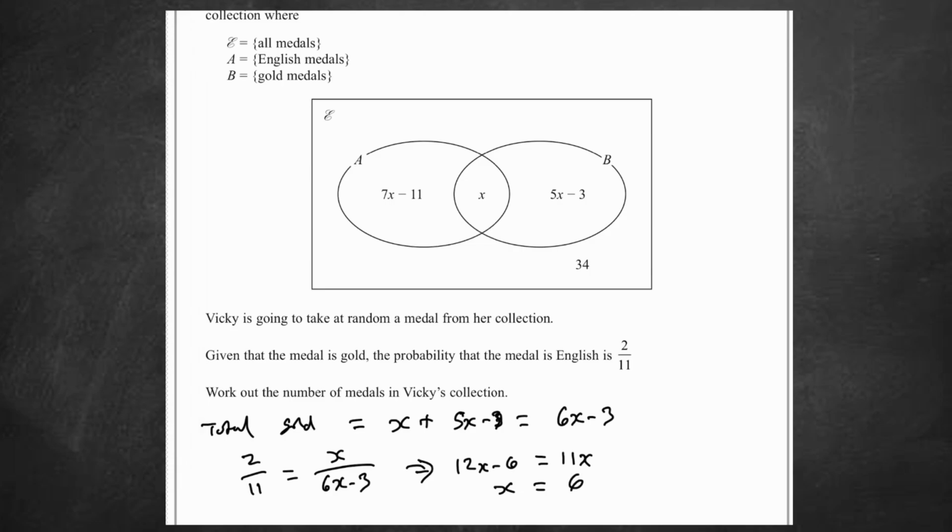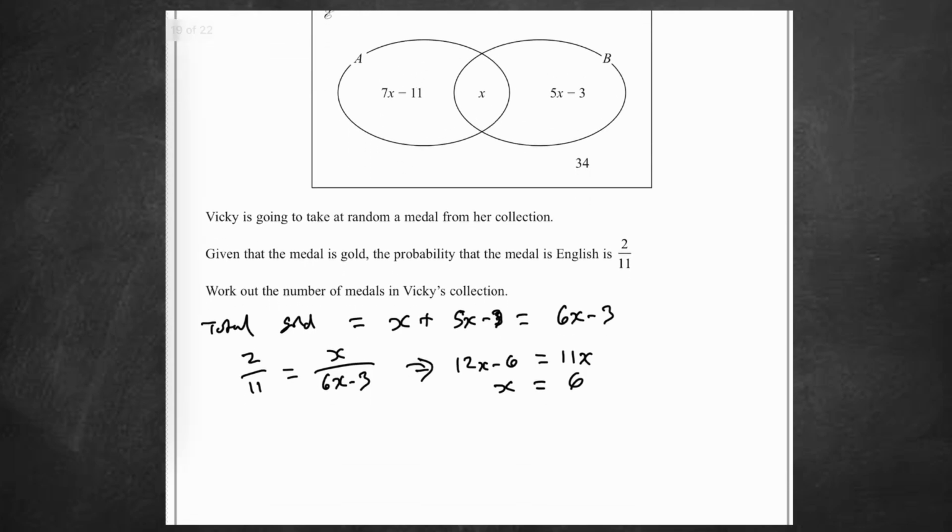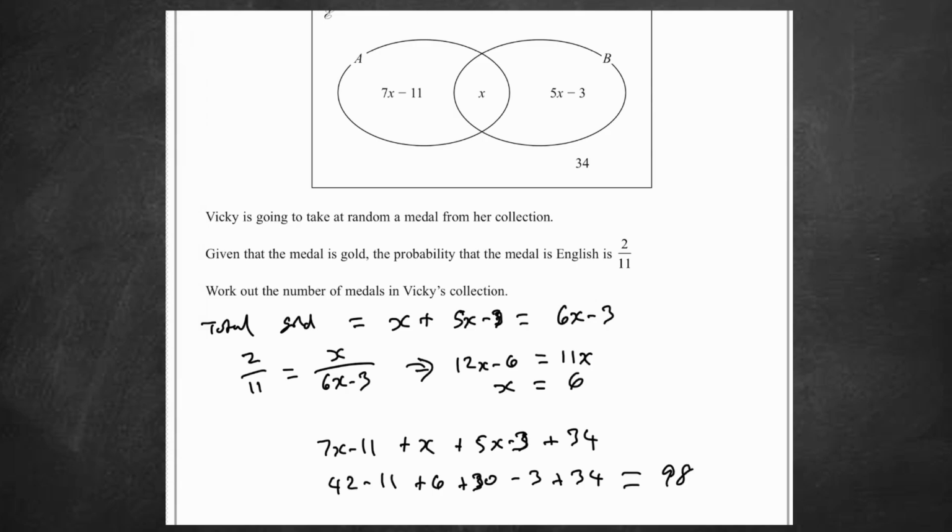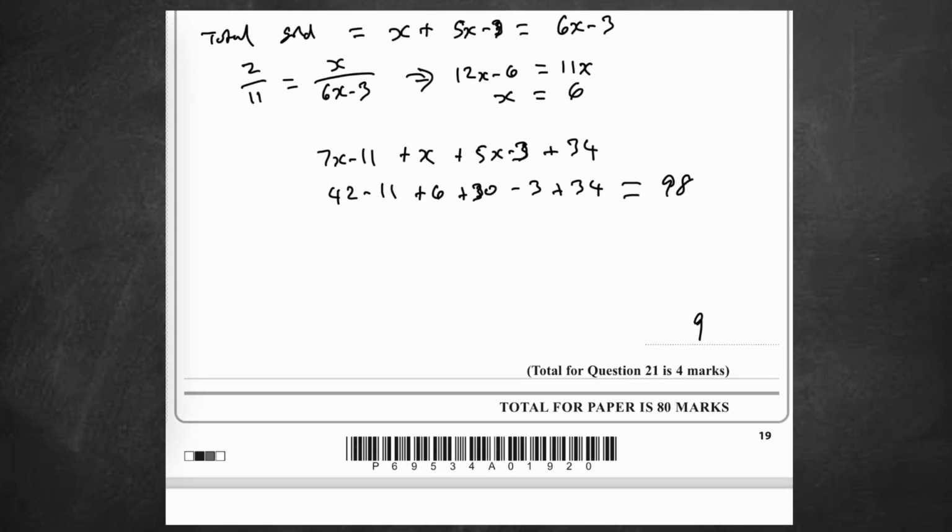But the question is asking the total number of medals in her collection. So what we're going to do is 7x minus 11 plus x plus 5x minus 3 plus 34, where x is 6, which is 42 minus 11 plus 6 plus 30 minus 3 plus 34. I'll do this on my calculator. That gives us 98 total medals. And that brings us to the end of this paper.